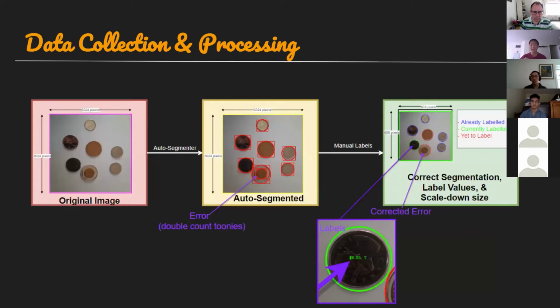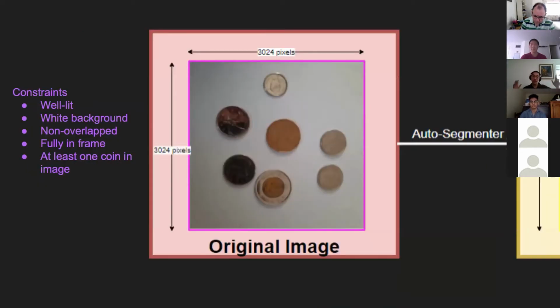This is a brief overview of our data collection and processing pipeline. Let's zoom in. First, we collected square pictures of coins on white backgrounds using our phones. We passed these through our OpenCV auto segmenter that identified each coin's contour and circled them.